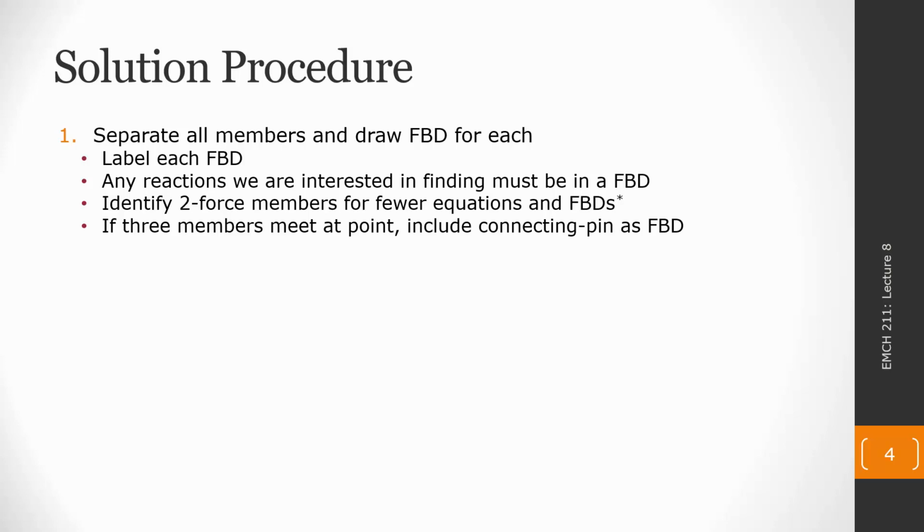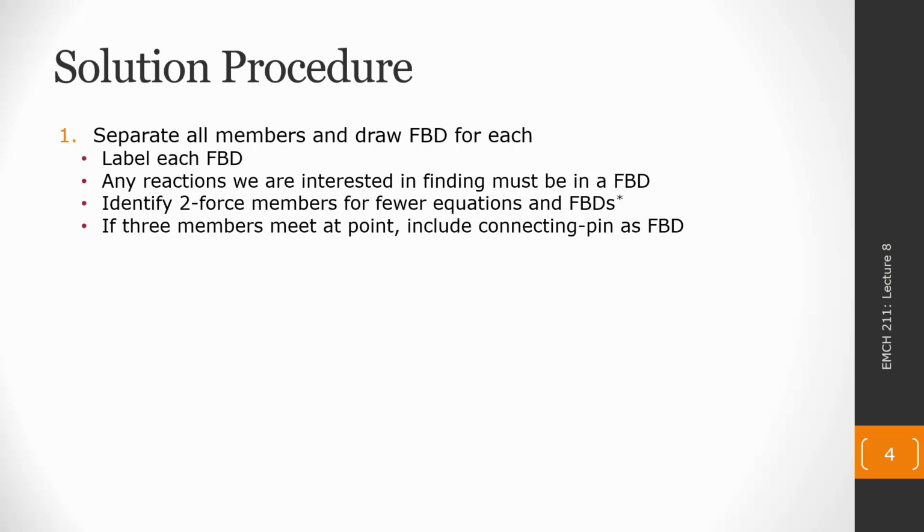Any reactions, external or internal, that we're interested in finding must appear somewhere in one of the free body diagrams that we draw. As a time-saving measure, before we start drawing free body diagrams and taking our system apart, it might be helpful to identify any two-force members that are in our system. Remember, a two-force member is what every member in a truss was, and it's going to be a member whose force is directed along the longitude of it. But in the next subsection, we'll talk about how do we identify and use two-force members in more detail.